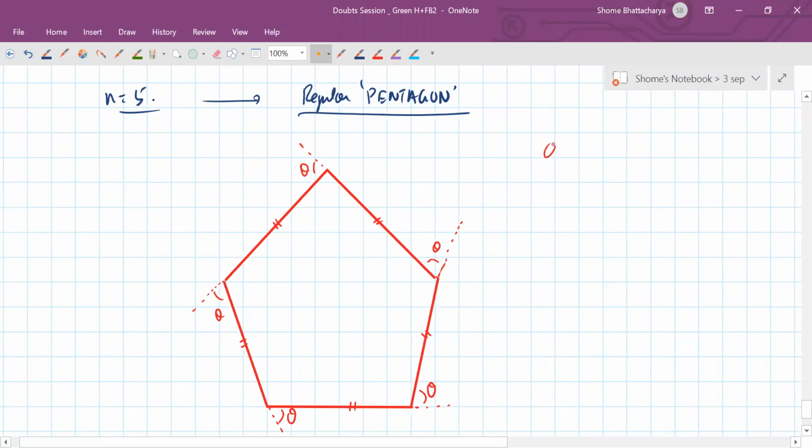Okay. And that theta, okay. And also if you are to join, this is the centroid, then again these angles would all be theta.